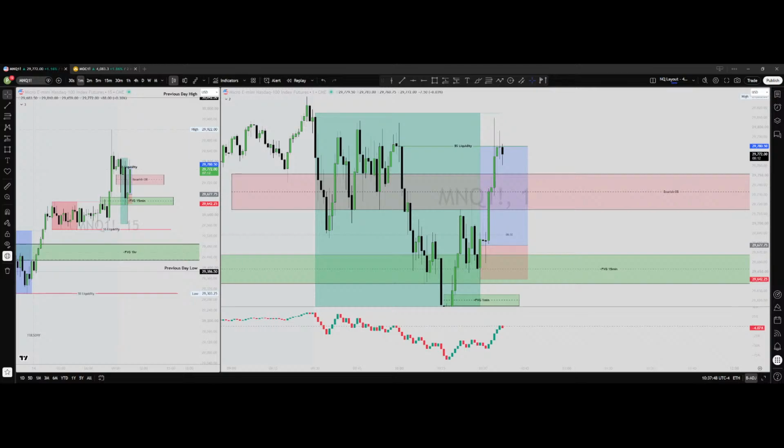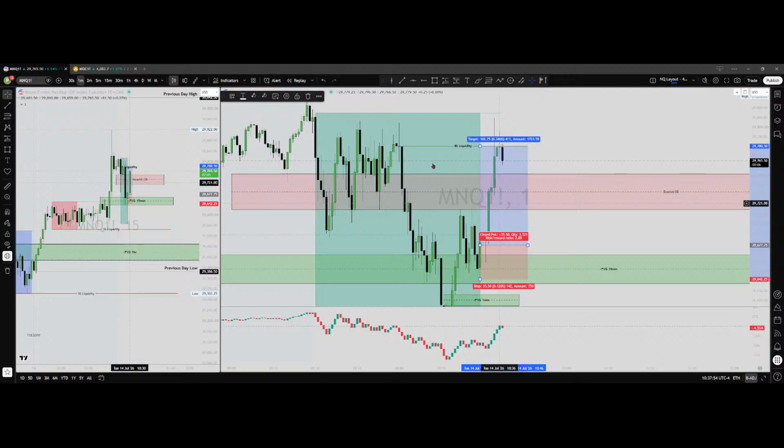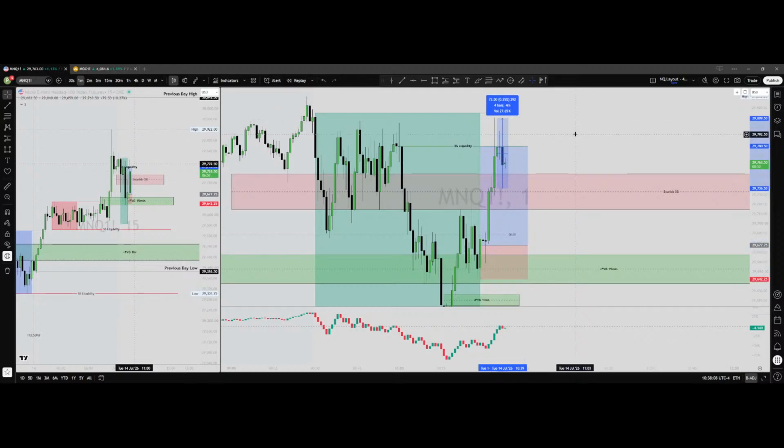Just a moment after we closed the trade, price shot up higher, almost about 80 points, 73 points. While I was typing, I did not take partials.